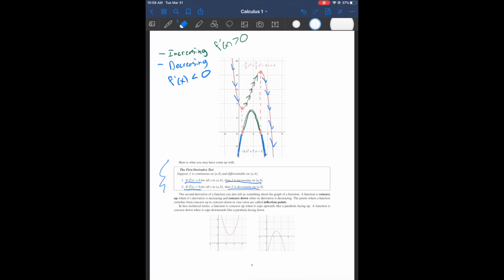In less technical terms, what does it mean for the derivative to be increasing or decreasing? If we just look at a graph, a function is concave up if it bends upwards like this. Something like a parabola facing up cups upwards. That's a function that's concave up. And something that's concave down is bending downwards like this, like a parabola facing down.